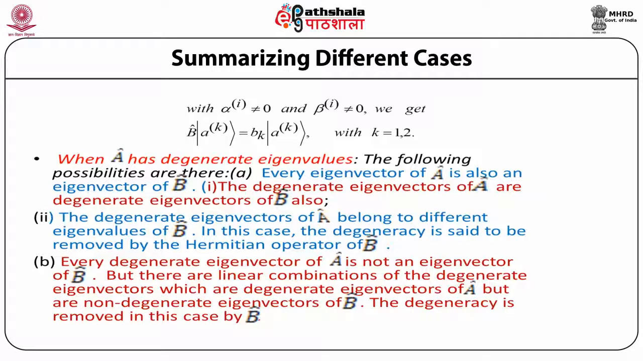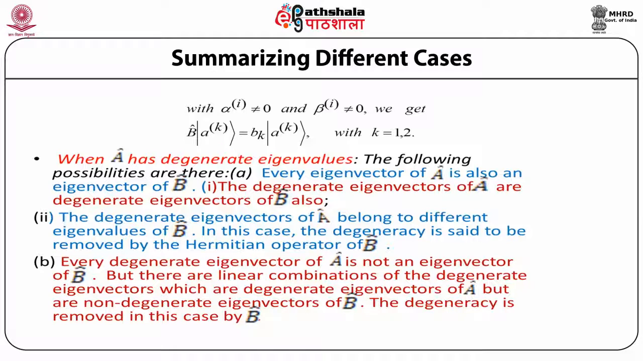So here we have two further points. One, the degenerate eigenvectors of operator a are degenerate eigenvectors of operator b also. And the second point is that the degenerate eigenvectors of operator a belong to different eigenvalues of operator b. So in this case, the degeneracy is said to be removed by the Hermitian operator b.